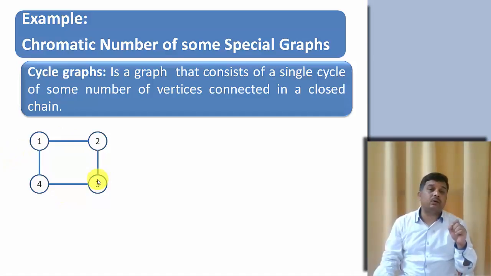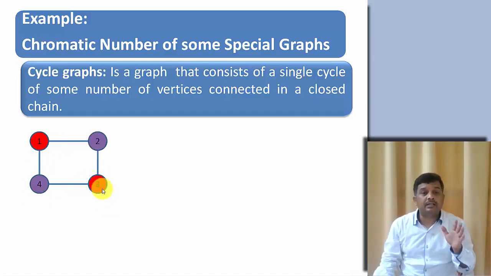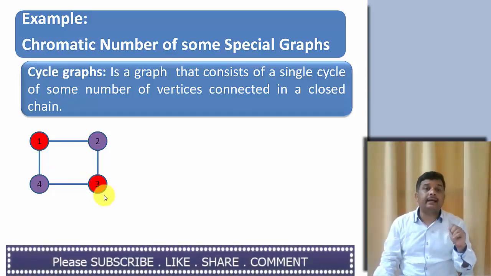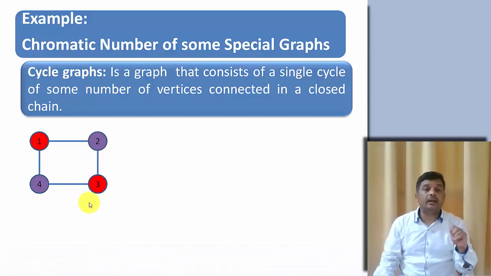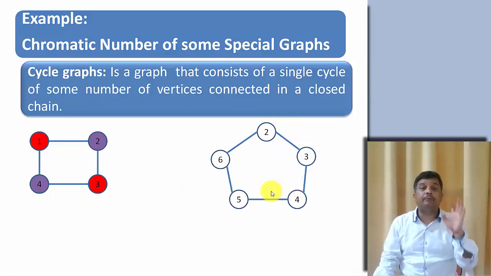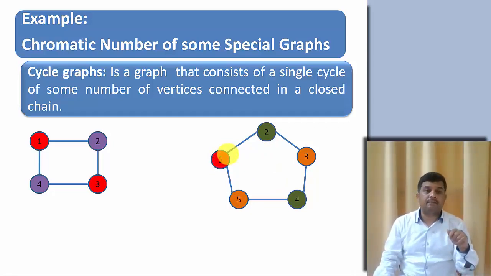To color this particular graph, how many colors do I need? Or what is the chromatic number of this particular cyclic graph? Every alternate vertex I can put colors. For a cyclic graph with 4 vertices, I can color them with 2 different colors. So what is the chromatic number of a cyclic graph with 5 vertices? Now you can see every alternate vertex I marked with 2 different colors. Then what about this? One extra color I need for a cyclic graph with an odd number of vertices.